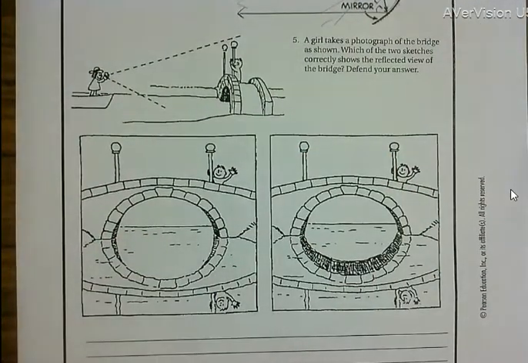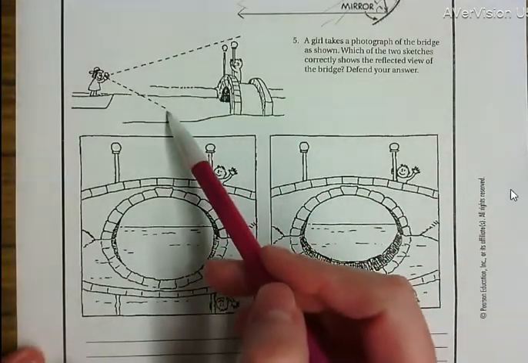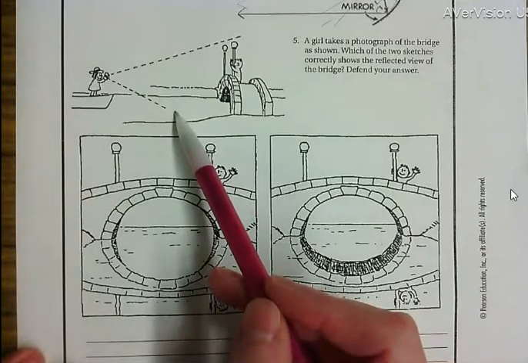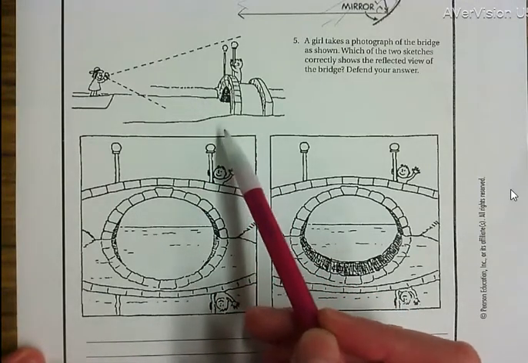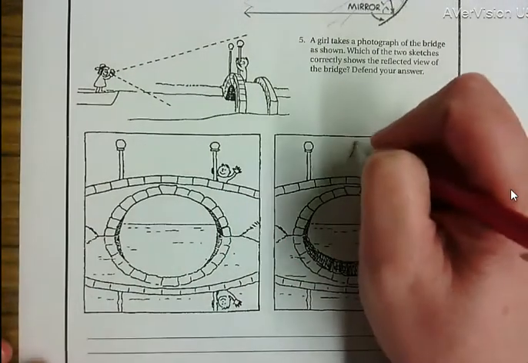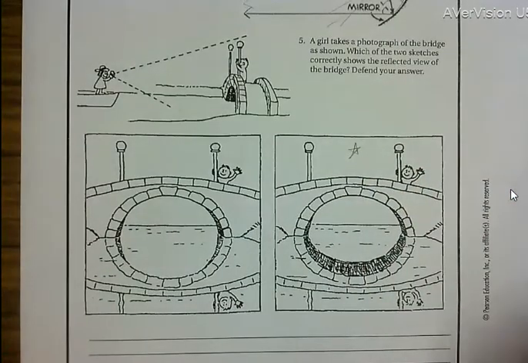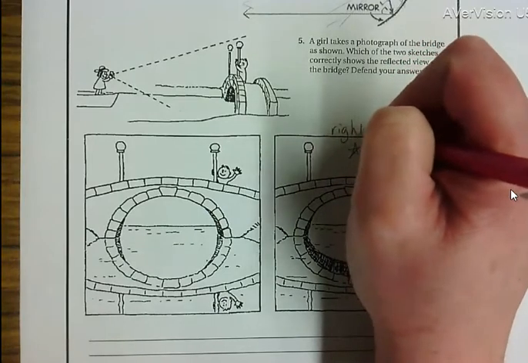Number 5, a girl takes a photograph of the bridge as shown. Which of the 2 sketches correctly shows the reflected view of the bridge? Defend your answer. The question is, we know that we have some light hitting in front of this bridge. What would the view be from down here? The reflected image is actually going to be this one here. So the right view is the correct one.